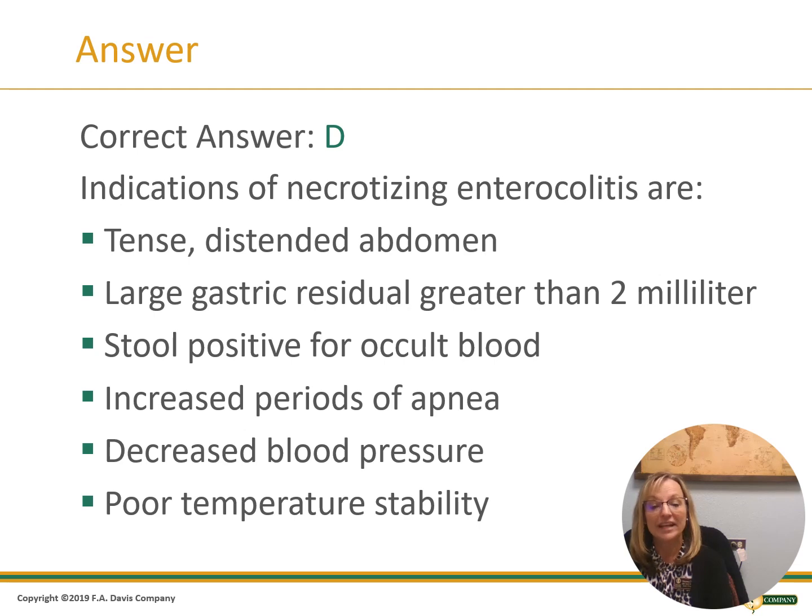There it is. They can also have increased periods of apnea, decreased blood pressure, poor temperature stability. And remember, that just means their temperature is very erratic, whether it's low, whether it's high, whether it's normal. And then they do have the stool positive for occult blood.